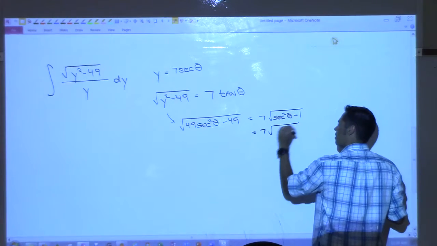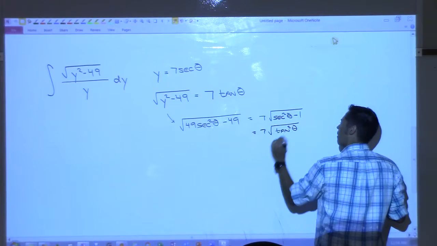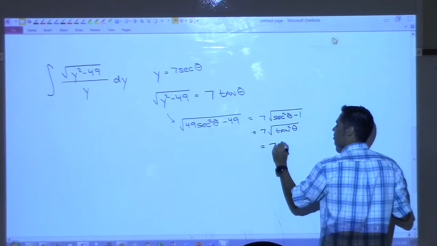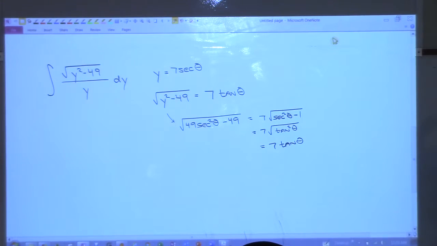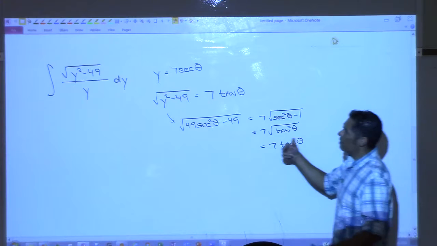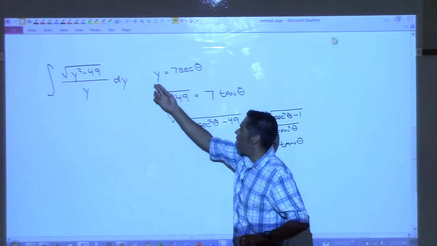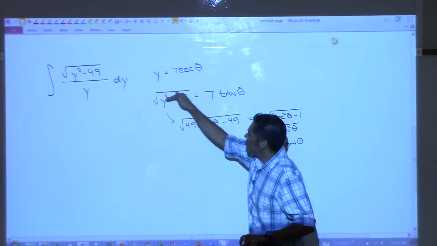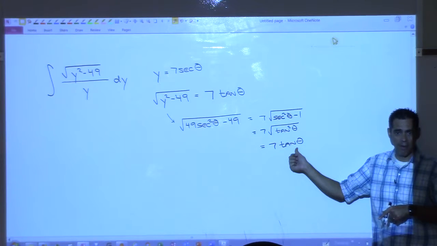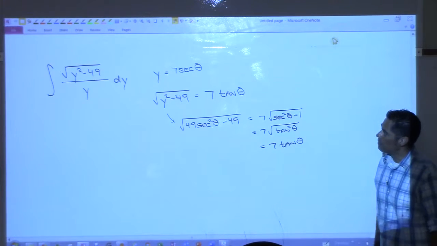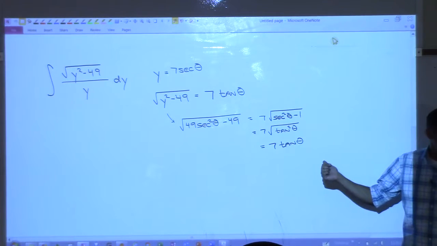And so this becomes the square root of tangent squared, which is just tangent. So you know how when we make a trig sub of x is a sine theta, the root always becomes a cosine theta? When we make a trig sub of x, or in this case y, equal to a secant theta, then the square root thing is always going to turn out to be what? A tangent theta. Always. So that makes sense?